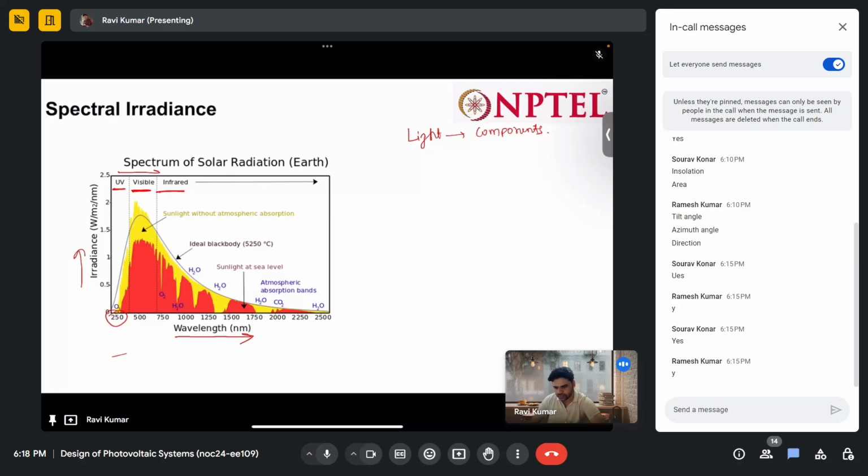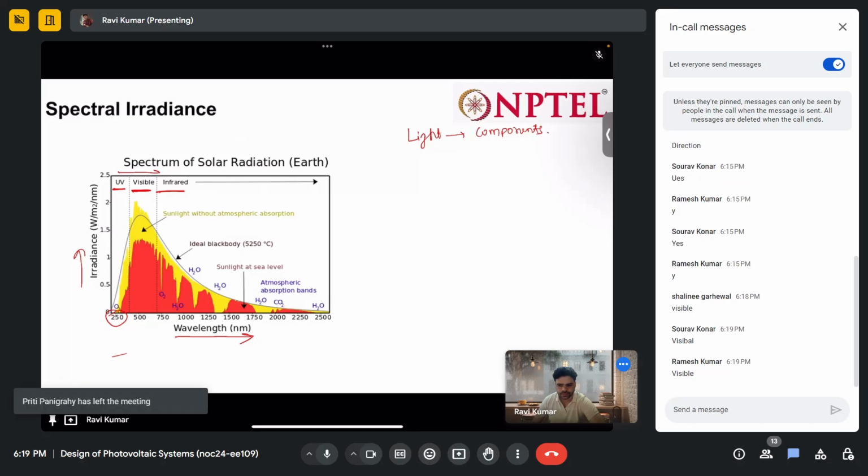Okay, one basic question. Which light do we use in a solar cell? Which part of this spectrum do we use in a solar cell? Is it UV, visible, or infrared? Visible. Shalini said visible. Okay. Visible. Ramesh also said visible. Okay, you are right. We only have visible light being utilized in a solar cell.